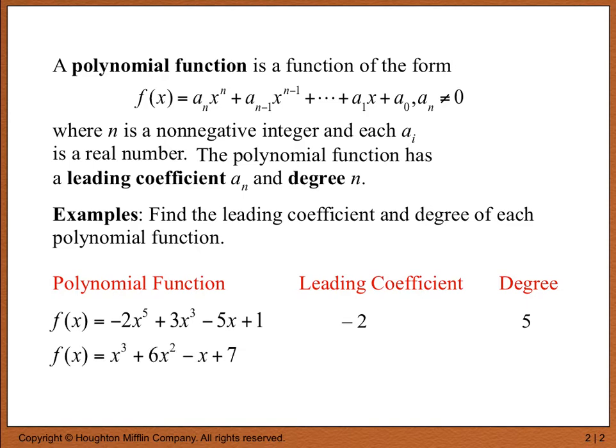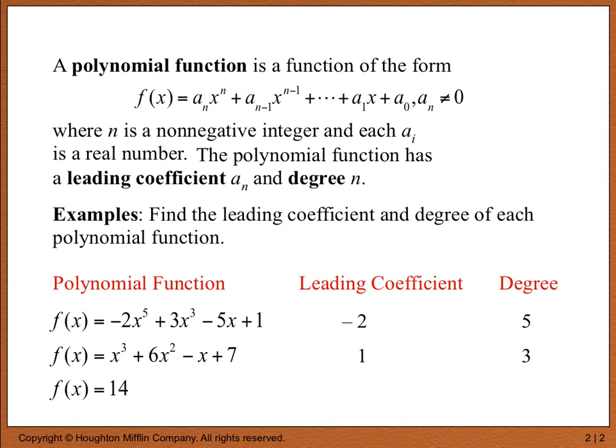How about for this example, f of x equals x cubed plus 6x squared minus x plus 7. Pause the video, write the leading coefficient and degree, and then resume when you have those. So you should have come up with 1 and 3. The leading coefficient is 1 because 1 is the coefficient of the x cubed term, and the degree, or the number of the highest exponent, is 3.